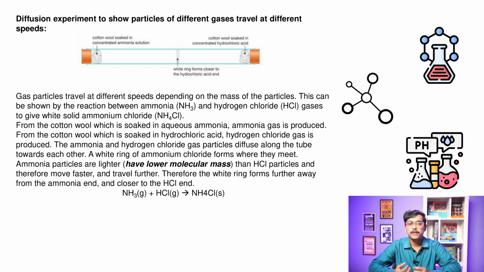Ammonia particles are lighter, they have lower molecular mass than the HCl particles. Therefore, the ammonia particles move faster and travel further than the HCl particles. Therefore, the white ring of ammonium chloride forms closer to the HCl end than to the ammonia end. The equation below shows the reaction that takes place.